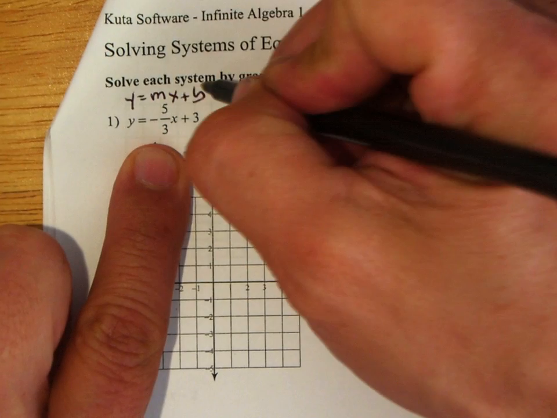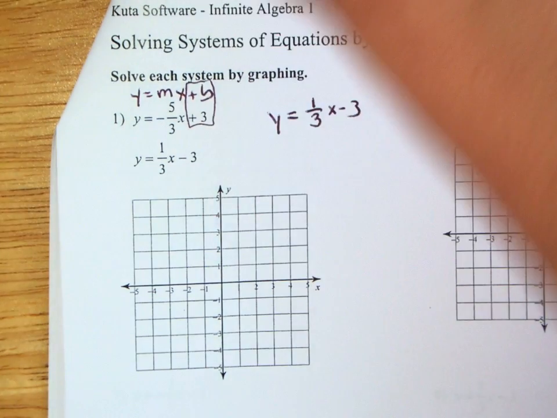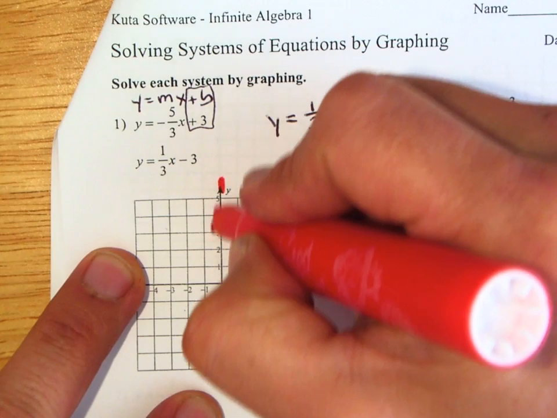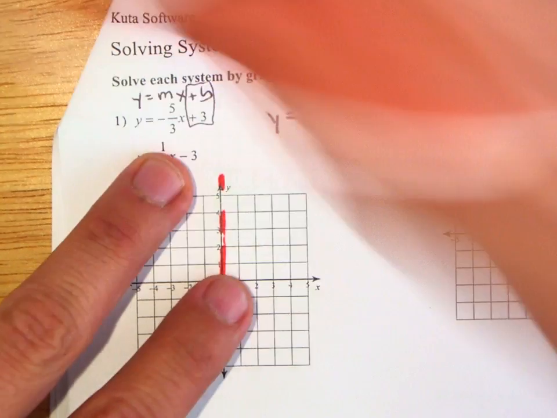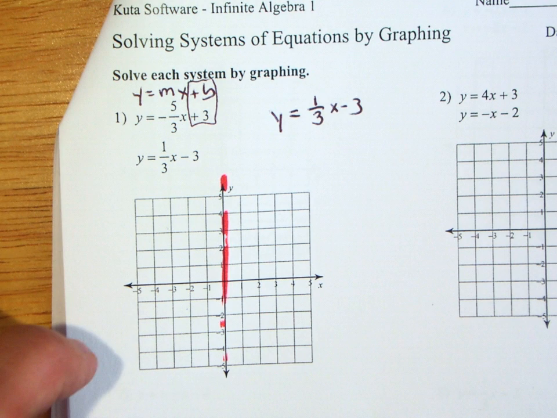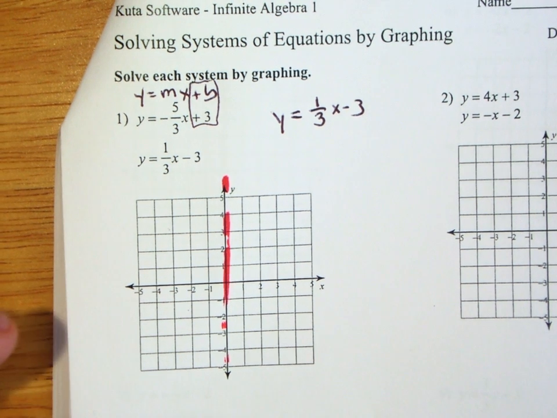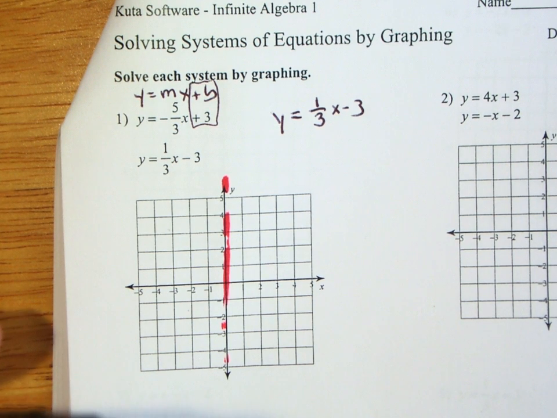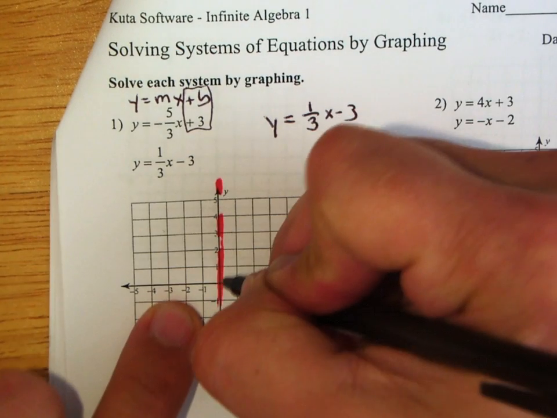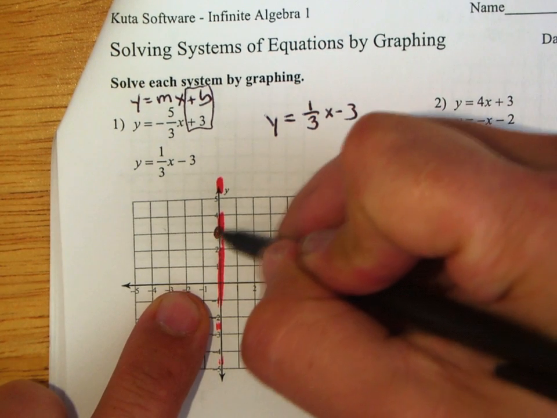So here's your b. That's your starting point. Okay, and remember your b, your starting point, is always on your y-axis, right here. So where is that positive 3? Do you know where it is? There you go. Positive 3. So you know they're going up by 1. So 1, 2, 3, positive 3.